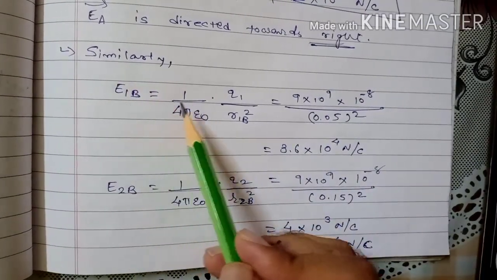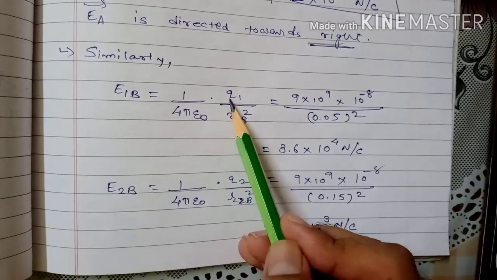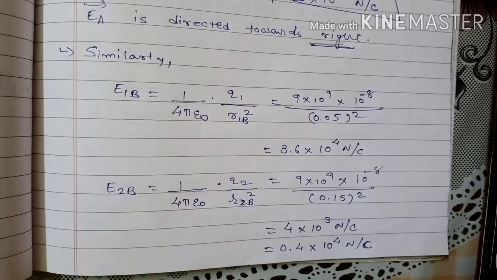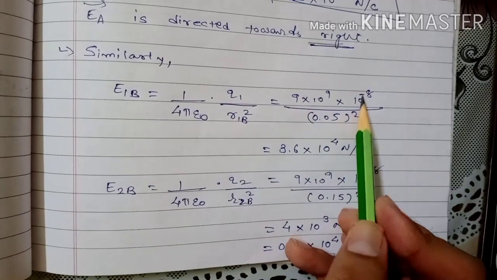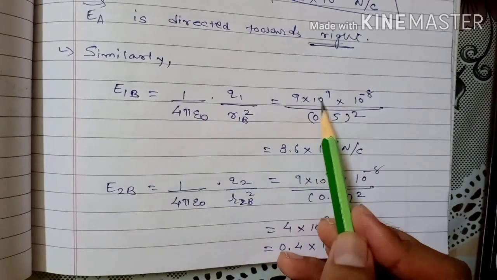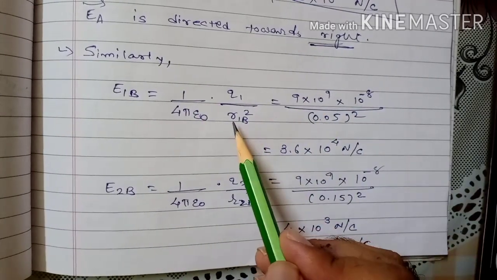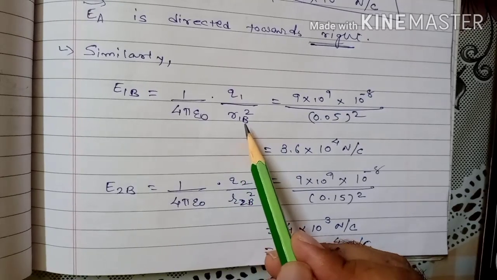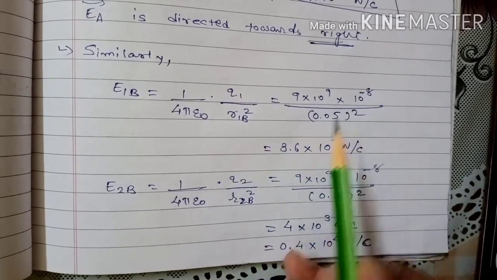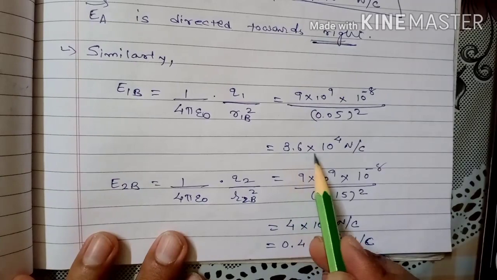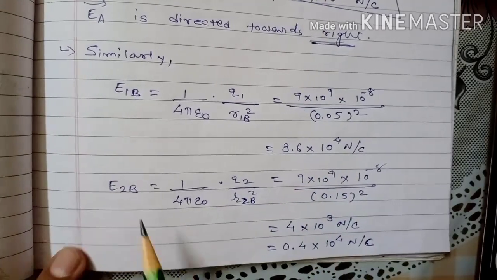Similarly, E1B is equal to 1 upon 4 pi epsilon naught Q1 upon R1B square. Q1 is 10 raised to minus 8, 1 upon 4 pi epsilon naught is 9 into 10 raised to 9. R1B, that is the distance of the first charge from point B, is 0.05 square. This gives 3.6 into 10 raised to 4 Newton per coulomb.